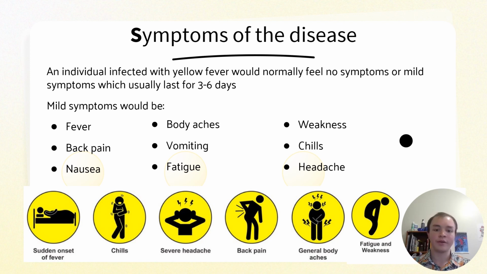An individual infected with yellow fever will normally feel no symptoms or will feel mild symptoms for 3 to 6 days until they completely recover. These mild symptoms would include a sudden onset of fever, chills, headaches, back pain, general body aches, nausea, vomiting, and fatigue. So basically the symptoms you normally feel when you get a cold or flu, and you would generally improve within 1 week of getting these symptoms.